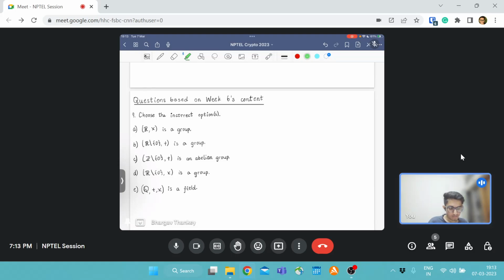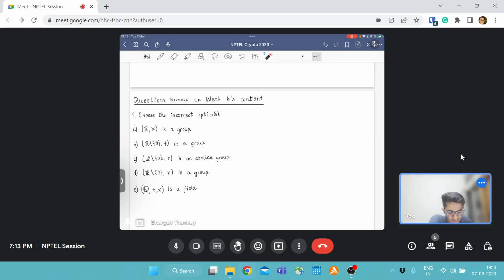So the first problem is the following. Choose the incorrect options. Option A is R, comma product is a group. Here by R, I mean the set of real numbers. Option B is R set minus 0, comma plus is a group. That is, the set of non-zero real numbers with addition as a group.